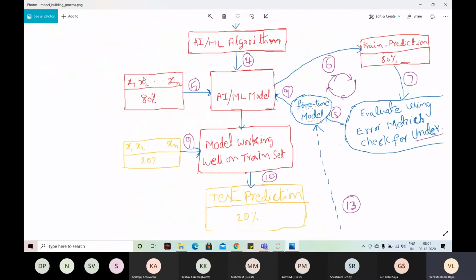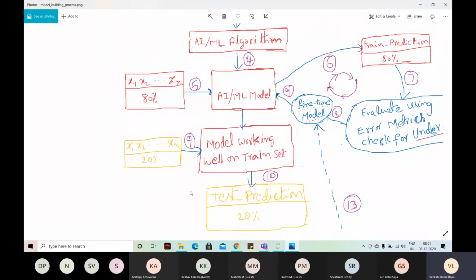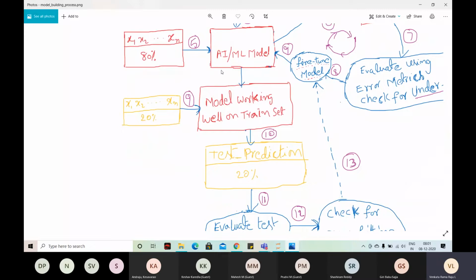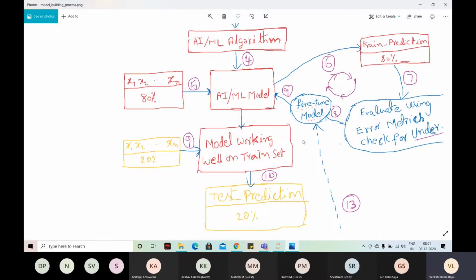When a model is working well on the train set and not well on the test set, you call that an overfitted model. When the model is not working well on the train set itself, then you call that model underfitted. So you trained a model on a certain amount of data, and the model is not working well on that certain amount of data itself. It is called underfitted. If the model is working well on the train set and not well on the test set, it is called overfitted. If it is working well both on the train set and test set, then you call it a balanced model.